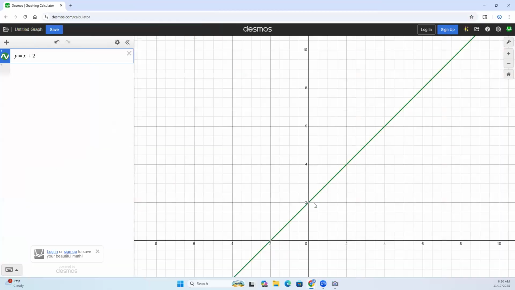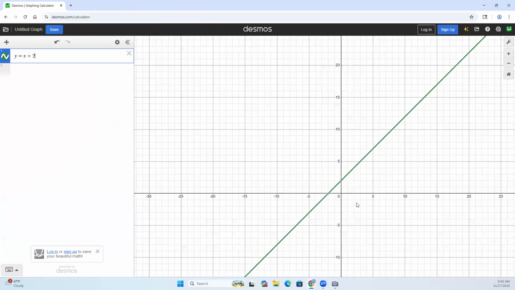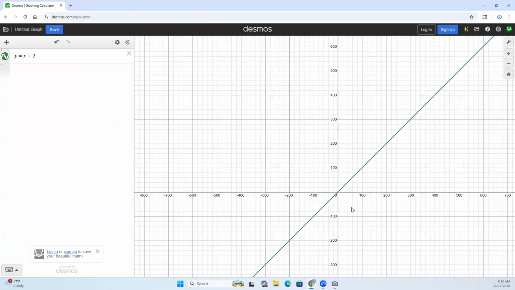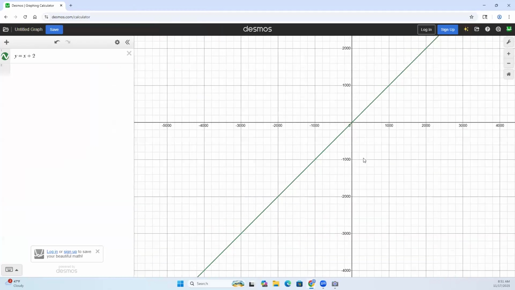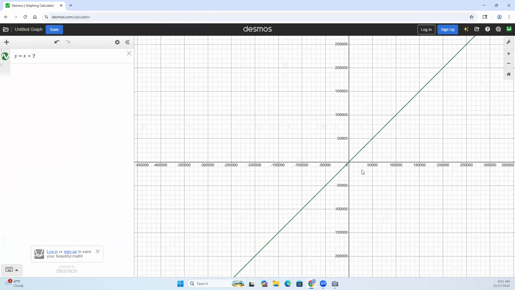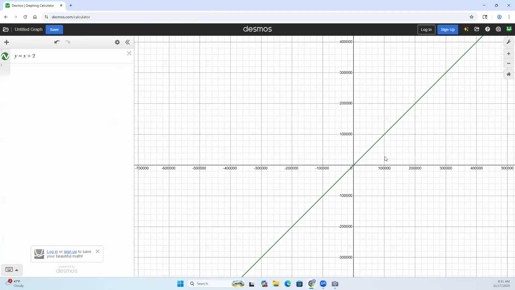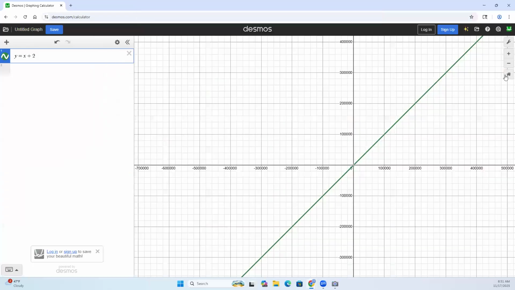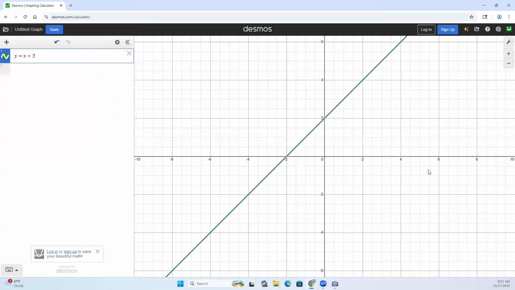There it is. In Desmos, you can zoom out, which is nice. And you can actually zoom out a whole lot. Like, I think it will just keep going. Yeah. And going and going. And notice it's still a line. Here I am at the 100,000. And when x is 100,000, y is 100,002. All right, so Desmos is really nice for that sort of thing. Oh, and if you want to zoom back in really quickly, press the home button and it'll zoom back.